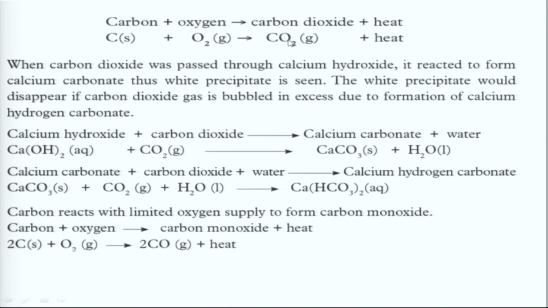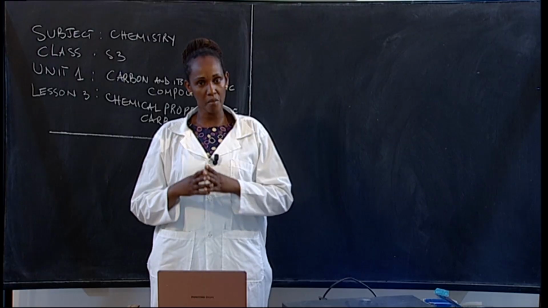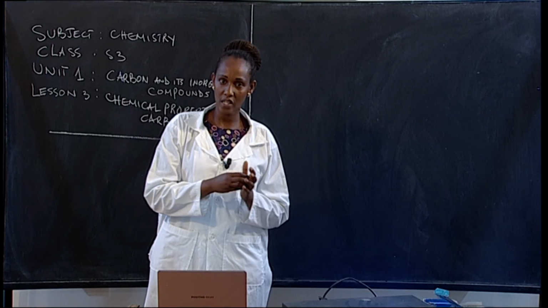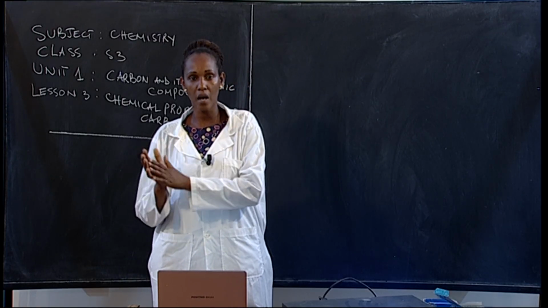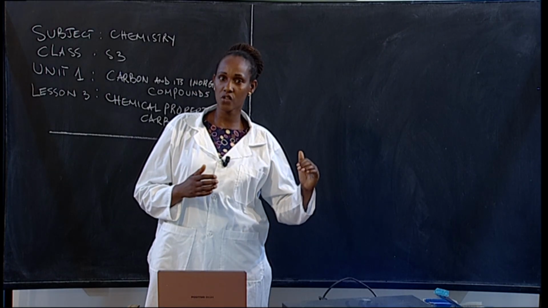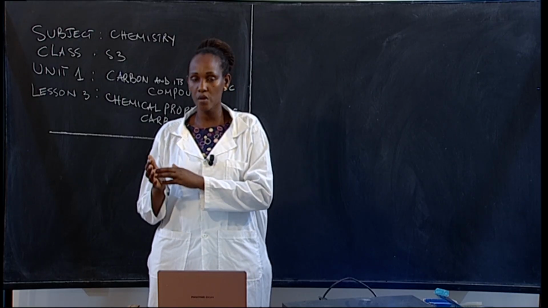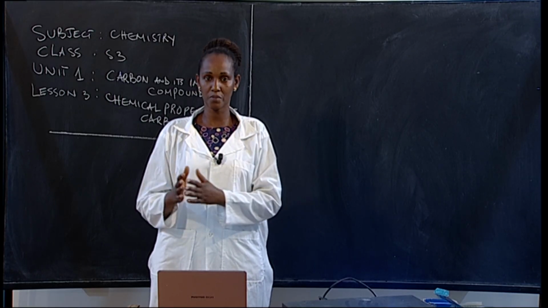All right? And you have seen the confirmatory test of carbon dioxide. The confirmatory test of carbon dioxide, that is what? Who can remind us? Yeah, that is calcium hydroxide, whereby calcium hydroxide, when bubbled into carbon dioxide, we form calcium carbonate and water. And calcium hydroxide before, it is colorless. But when we come to calcium carbonate, it is a milky or white precipitate.